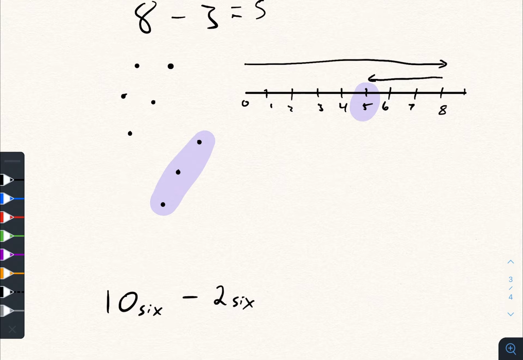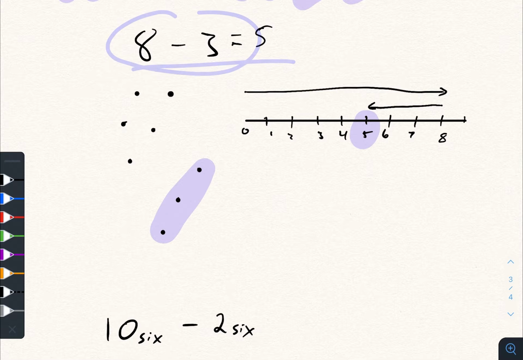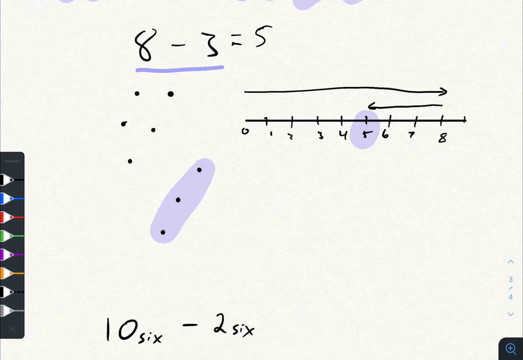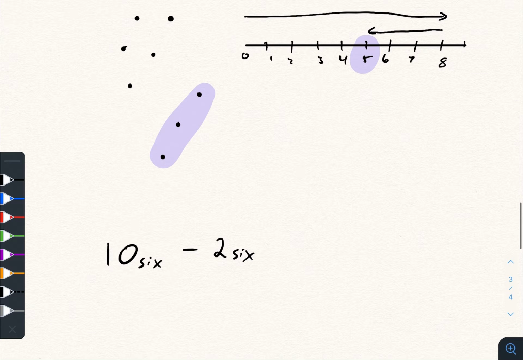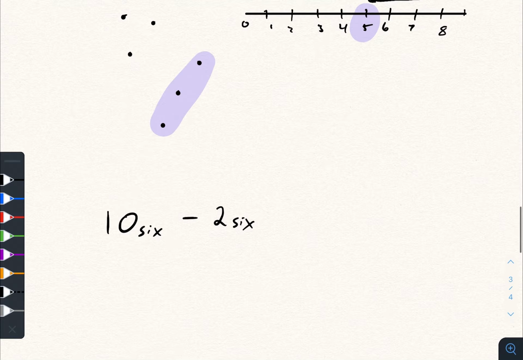Let's talk about how we can approach problems like this in different bases. So if I wrote down 8 minus 3 in base 9 or something like that, 8 minus 3 base 9 would be the same problem as 8 minus 3 base 10, because these are just single digits, right? So it gets a little bit more interesting if we go up to the second digit. If I write 10 base 6 minus 2 base 6, what would this be equal to?